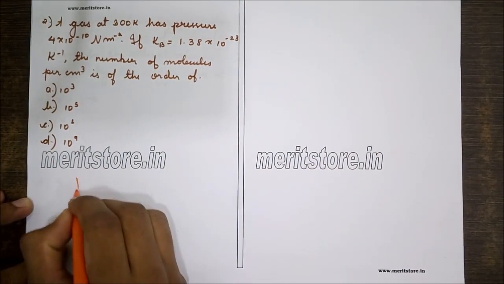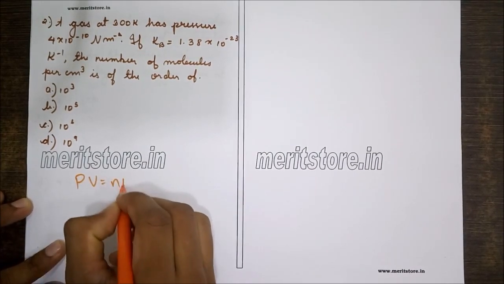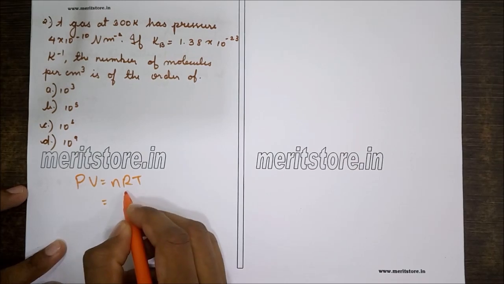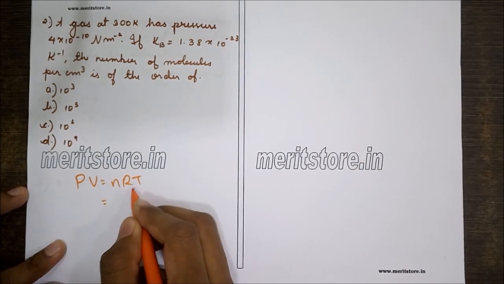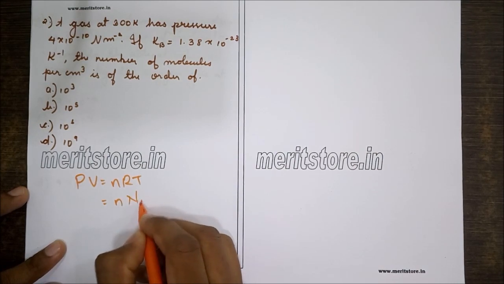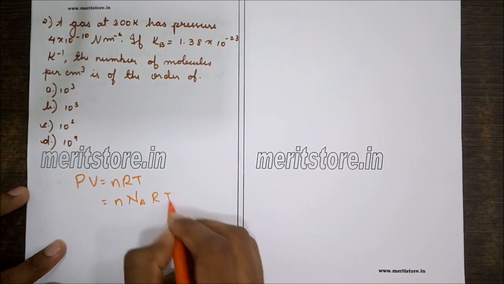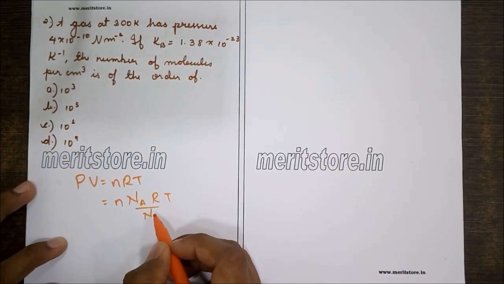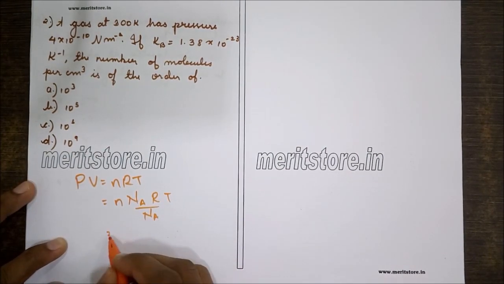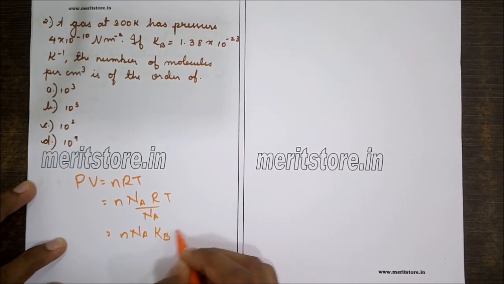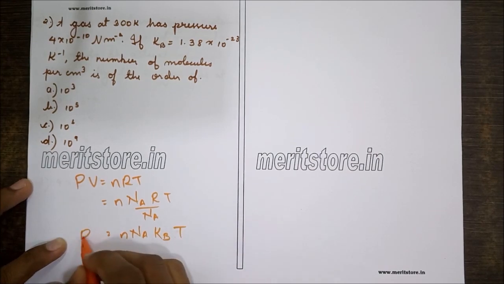Let's use the ideal gas relation PV equals nRT. We need to modify this equation a little. So let us multiply and divide the right hand side by Avogadro's number. So n times Avogadro's number into RT upon Avogadro's number. R by Na is nothing but Boltzmann's constant. So N times Avogadro's number into Boltzmann's constant into T.